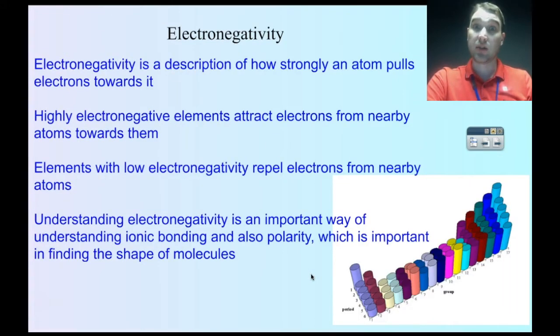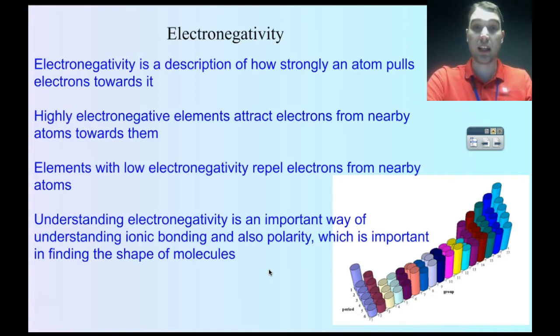Now we're going to have a look at electronegativity. So electronegativity is a measure of how strongly an atom pulls electrons towards it. So if an atom is highly electronegative, that means it's pulling electrons closer towards it, and if it has low electronegativity, that means it's not holding on to electrons very strongly, and that means it can lose electrons very easily. Electronegativity is important because it tells us how elements react and if they react at all.